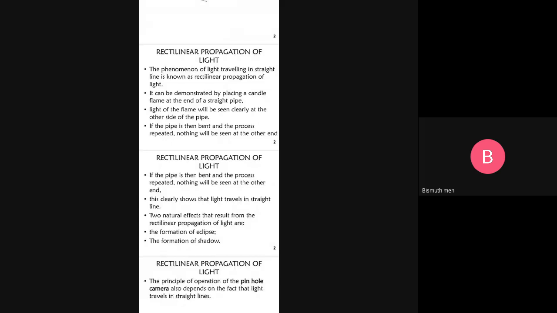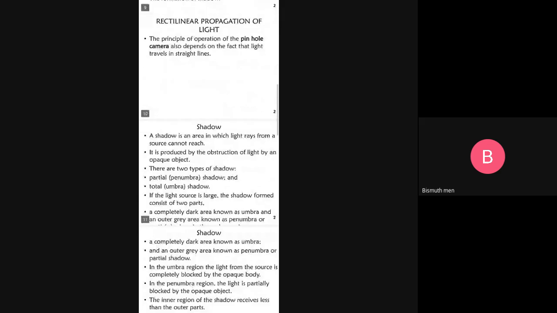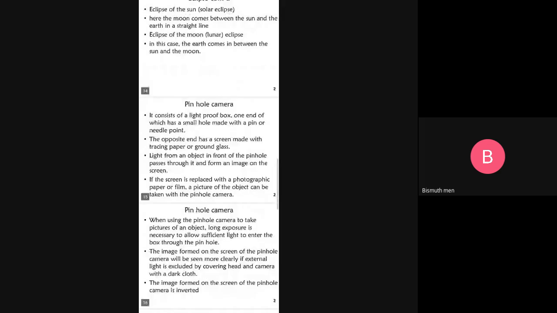Another likely question on the practical is: what is rectilinear propagation of light? Or they may tell you a principle that talks about light traveling in a straight line, and ask what principle that is. It is rectilinear propagation of light. It is the phenomenon by which light travels in straight lines. So please take note of these likely questions. Shadow, eclipse, pinhole camera.